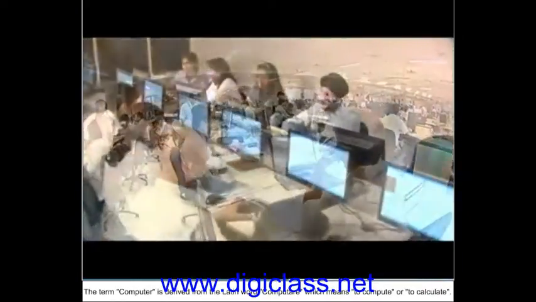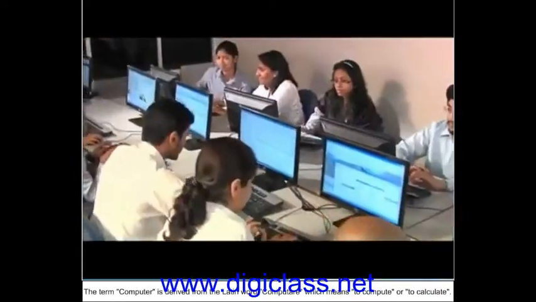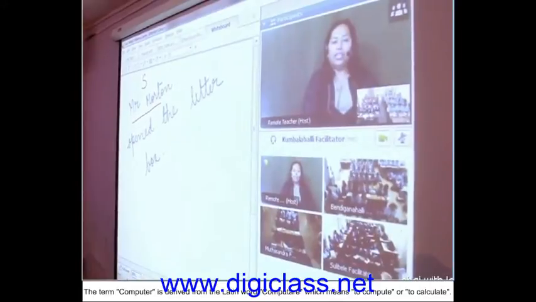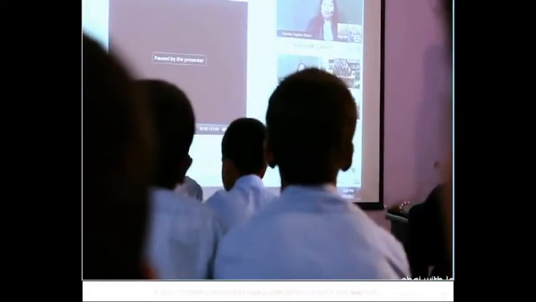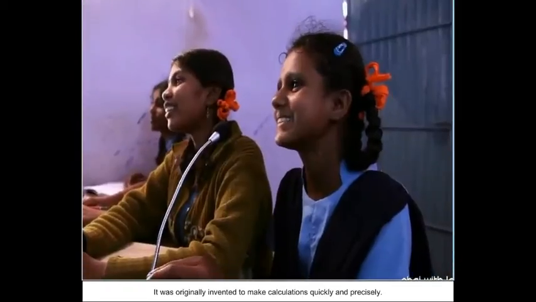The term computer is derived from the Latin word computere, which means to compute or to calculate. It was originally invented to make calculations quickly and precisely.